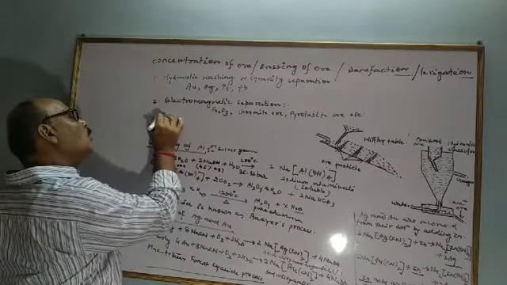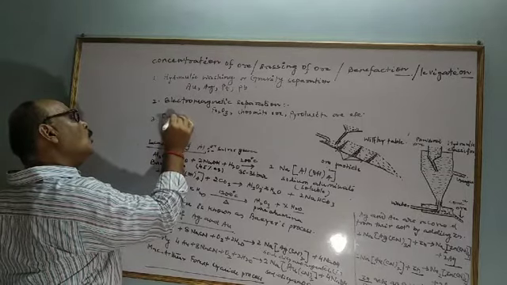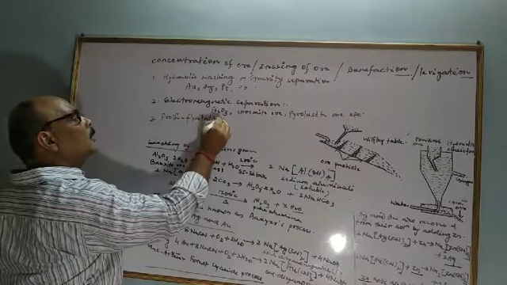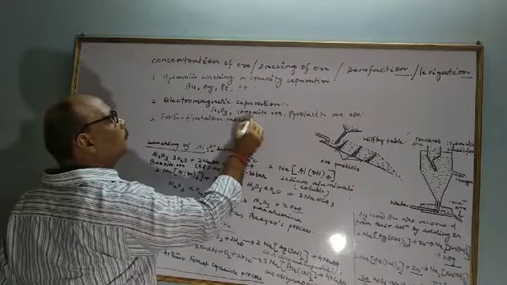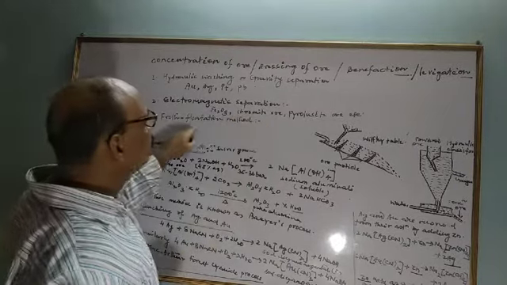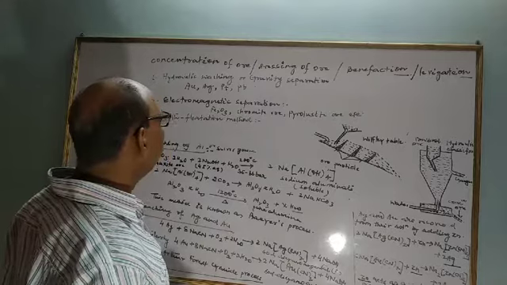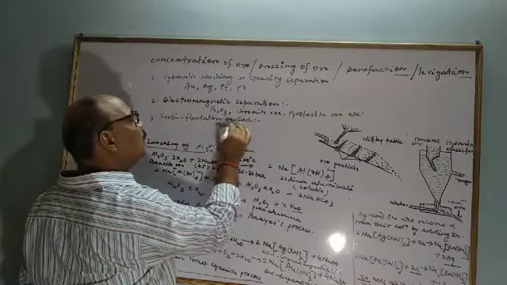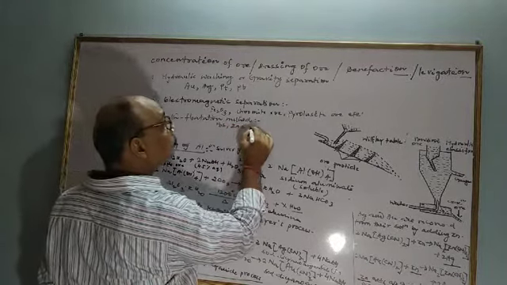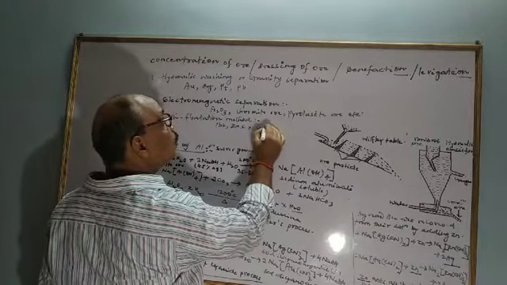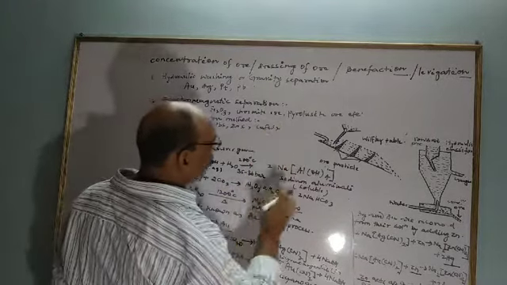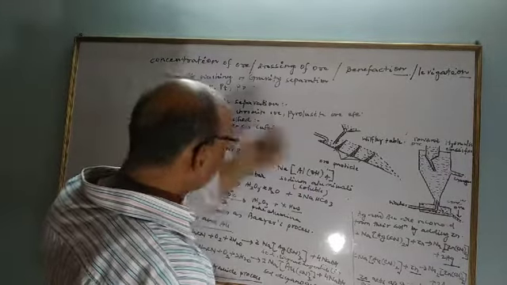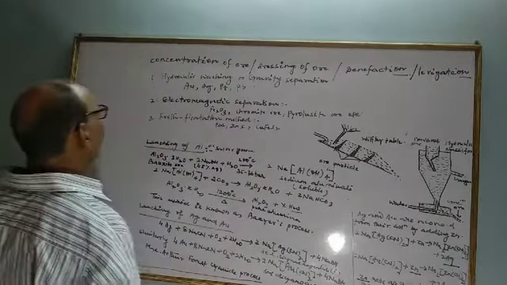Third one is the froth flotation method. This method is useful for sulfide ores. PbS, ZnS, then CuFeS2, etc. are separated, are concentrated by froth flotation. Any sulfide ore is concentrated by froth flotation.